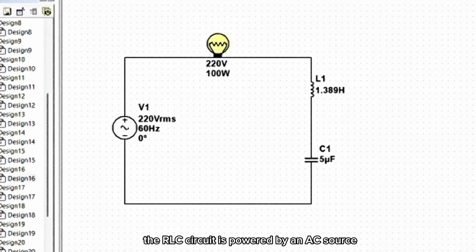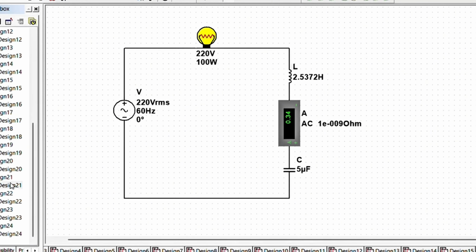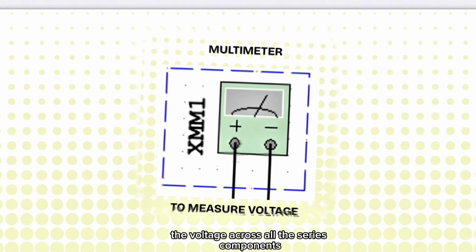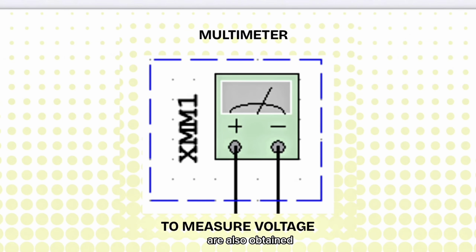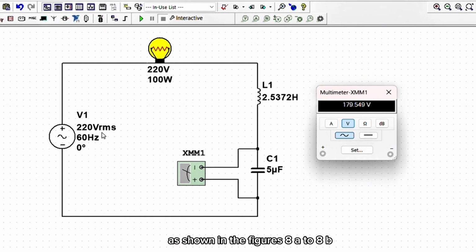The RLC circuit is powered by an AC source with the lamp acting as the resistor, an inductor, and a capacitor. An ammeter is used to measure all the currents. It is put before the lamp to measure the total current, after the lamp for I1, before the inductor for I2, and between the inductor and capacitor for I3. These measurements confirm that the same current flows through all the series components. The voltages across all the series components are also obtained to analyze the behavior of the RLC circuit, as shown in figures 8A to 8B.